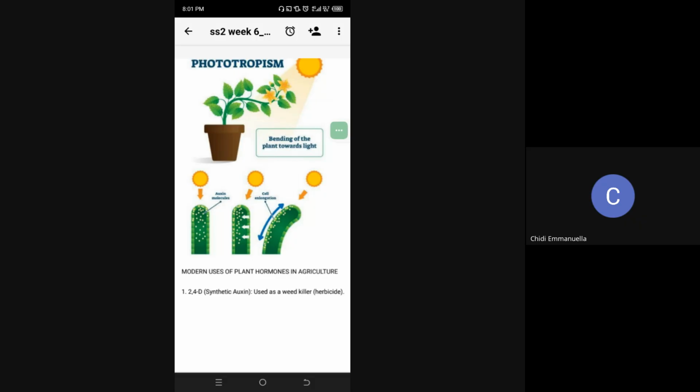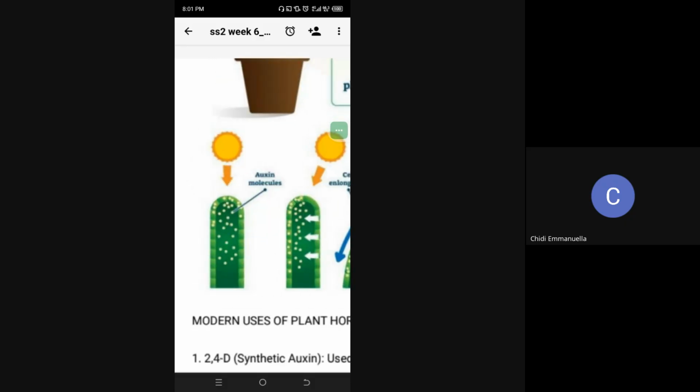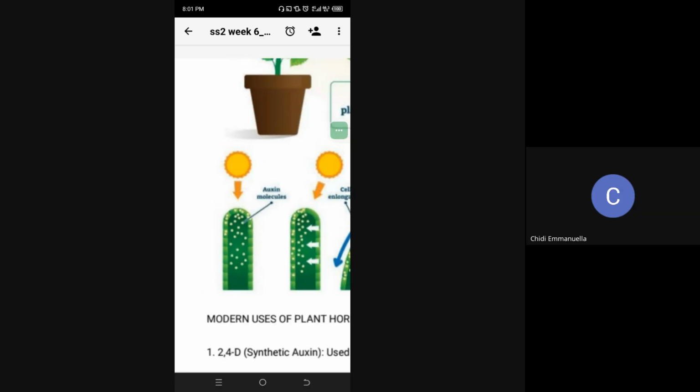Now this is what happens. Let's look at the first one first. If the sun's ultraviolet rays are in direct contact with the plant, depending on the position. You see the position of the sun. It's just on top. It's not sideways. It's in the middle, right?